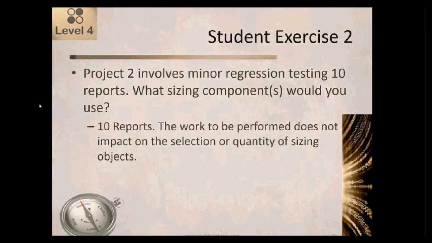10 reports. The key here is to understand that the work to be performed does not impact the selection or quantity of sizing objects. So the fact that we're only doing minor regression testing is not relevant when we're deciding on the high-level object or on the quantity.